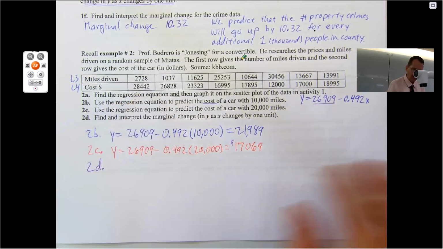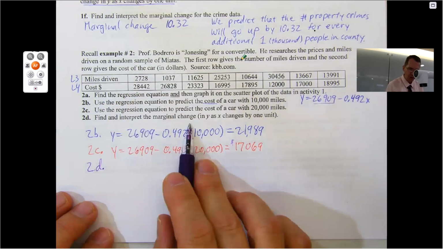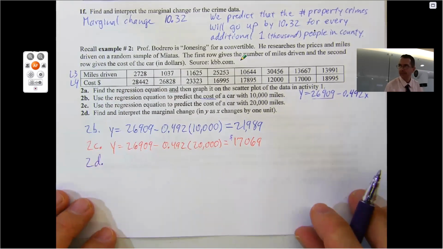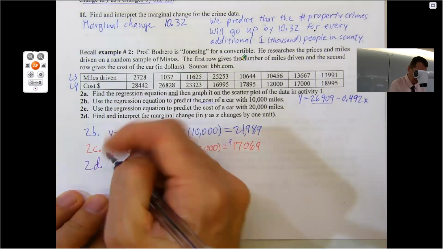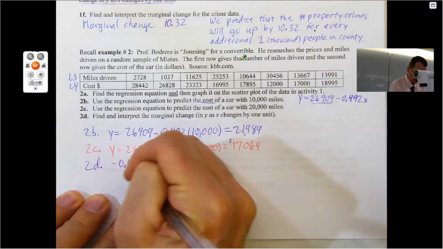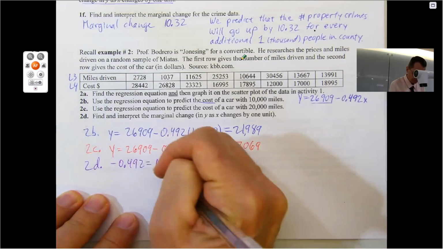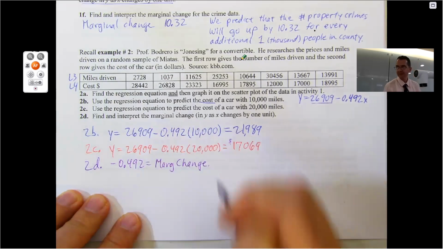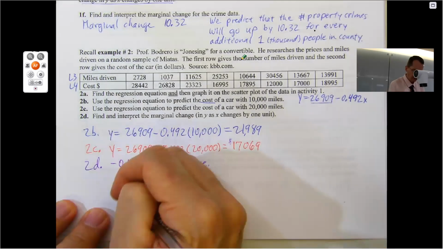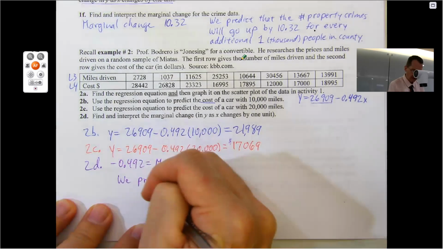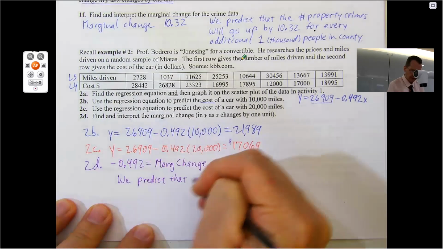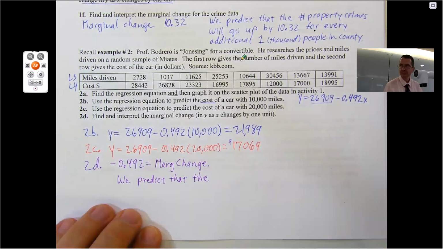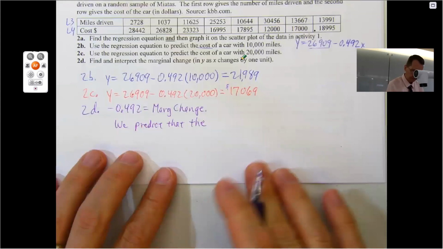Okay, so let's talk about the marginal change. Who's the slope here? Negative 0.492, right? And how would we interpret this? We predict that, what's the Y variable here? Cost of the car.